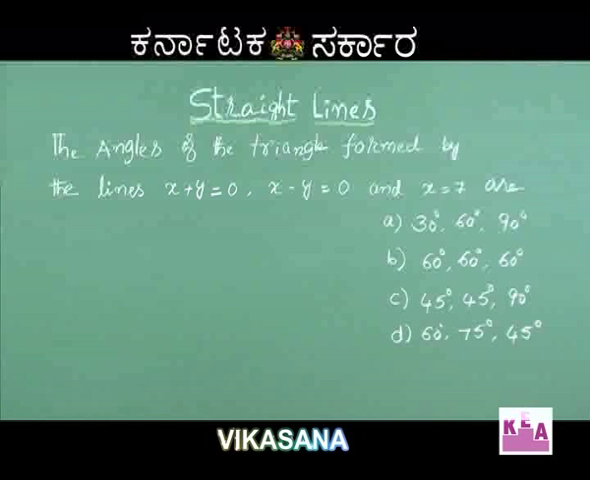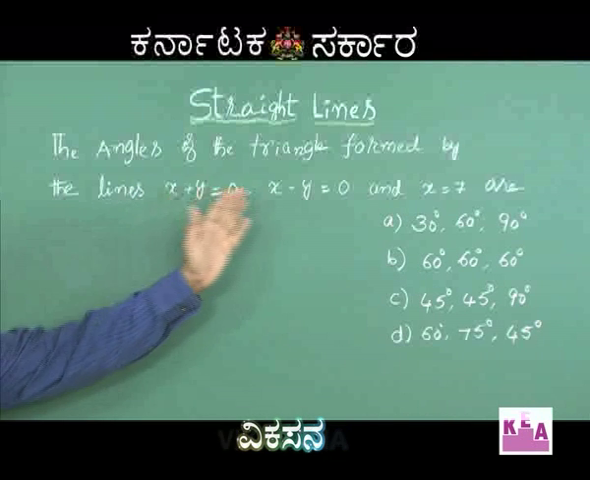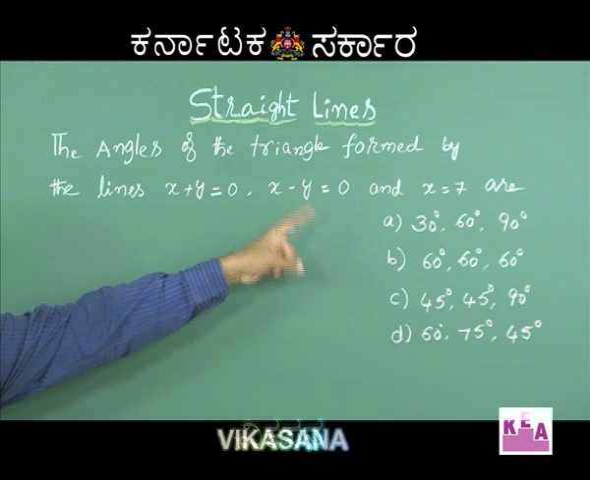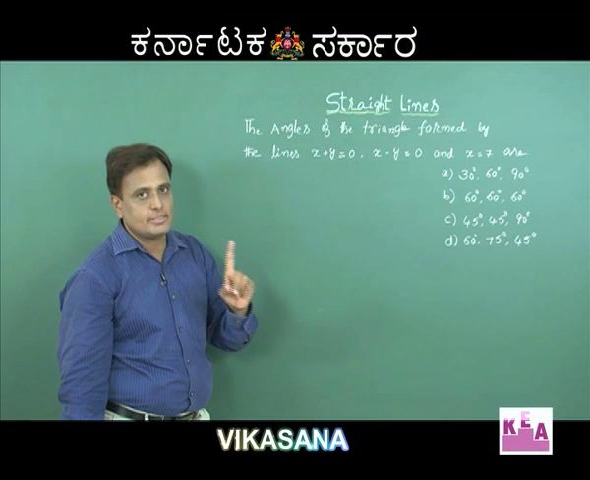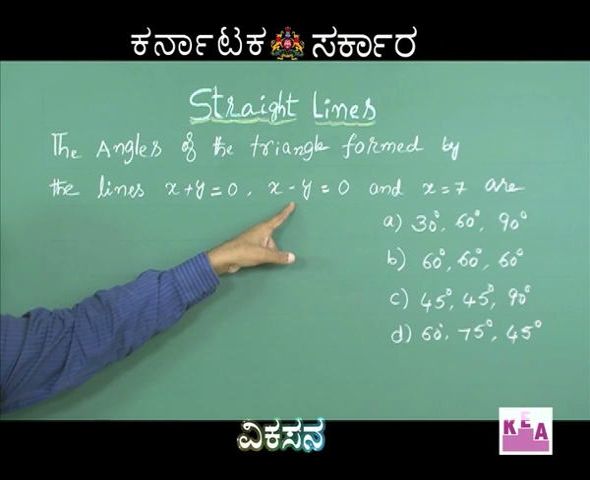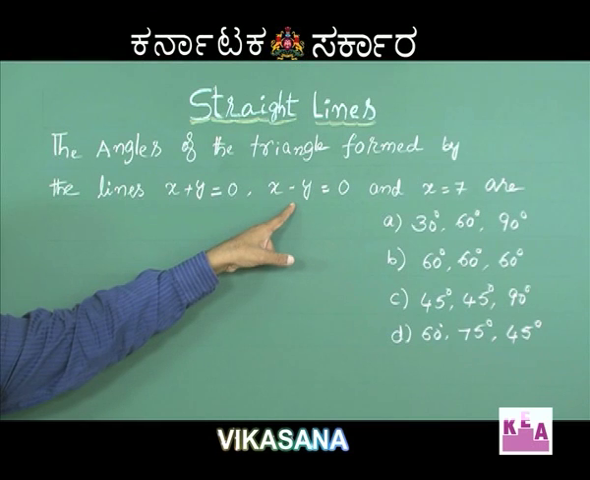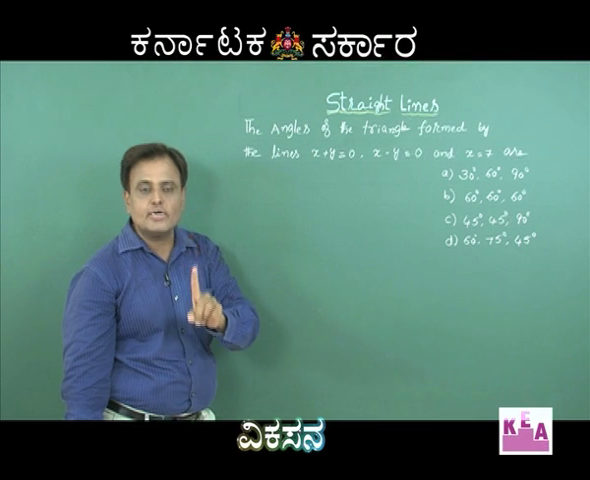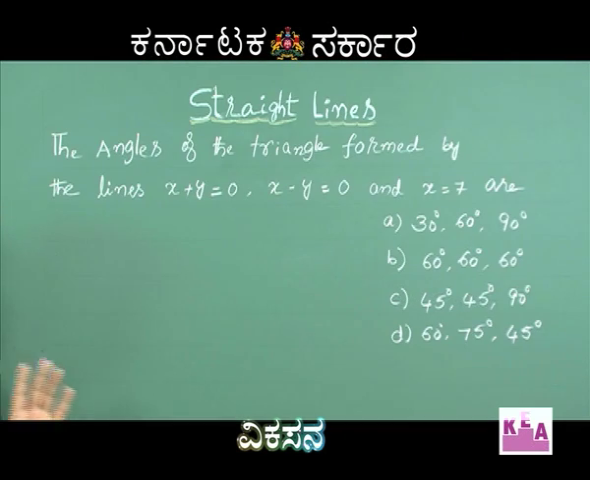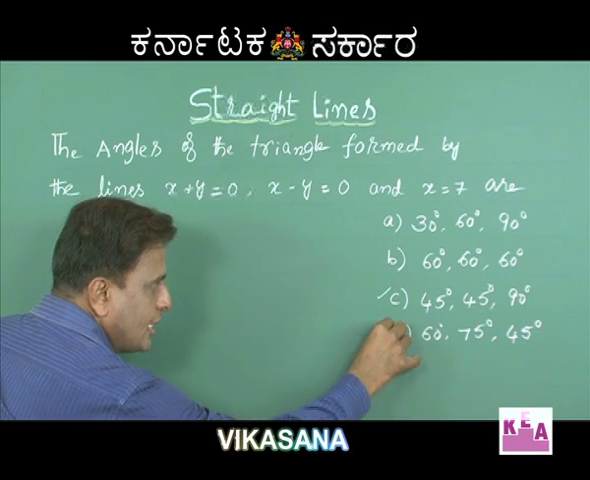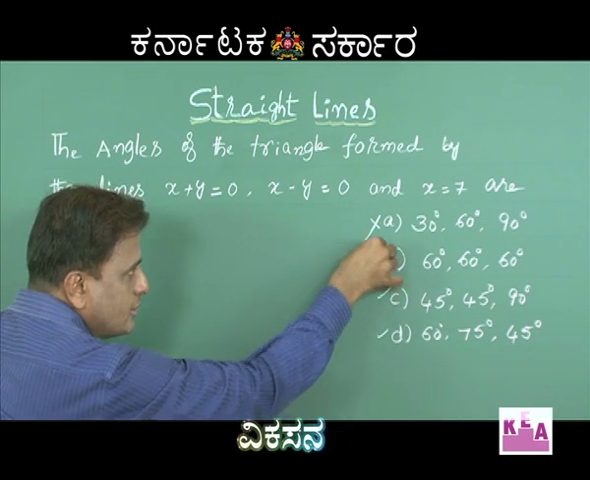Before solving this example, please note down one thing. Observe the given data properly. x is equal to 7 is a line which is parallel to the y axis. And this line, you consider this line, it is in the form of y is equal to mx. That means it is passing through origin. Here itself immediately you can guess that a line y is equal to x, where the slope is 1. If the slope is 1, its angle with the positive x axis will be 45 degrees. So I suspect option C or option D, so directly we can rule out these two.